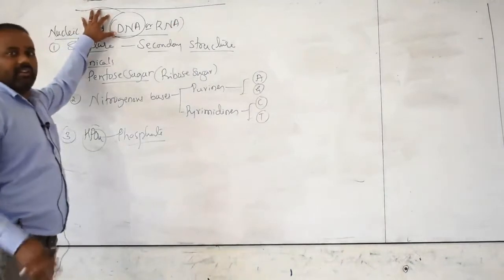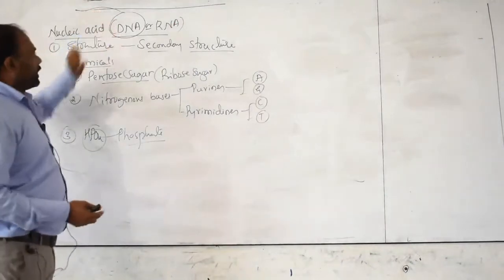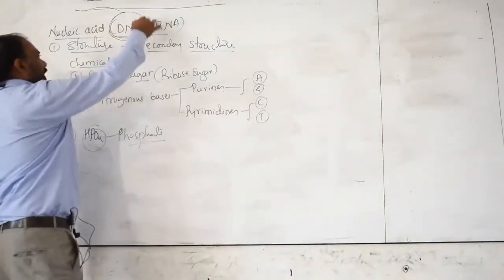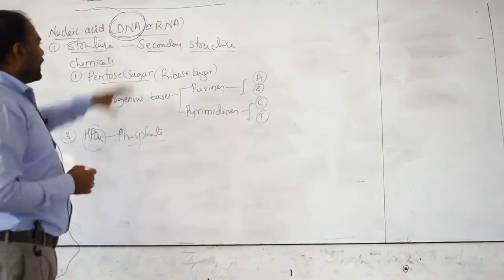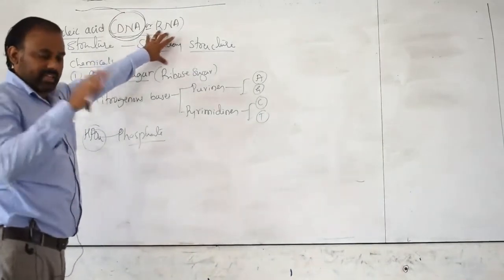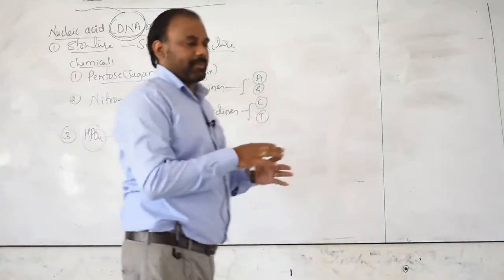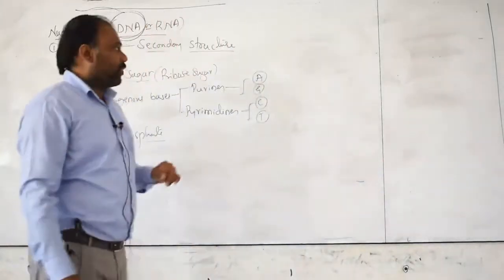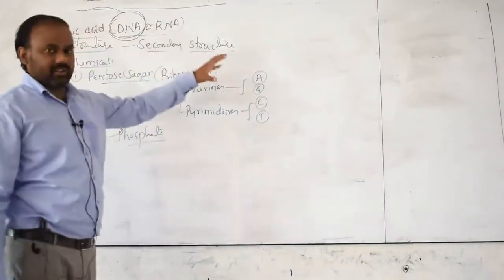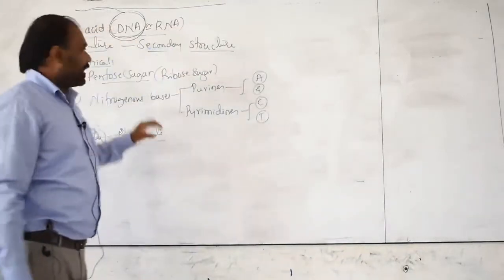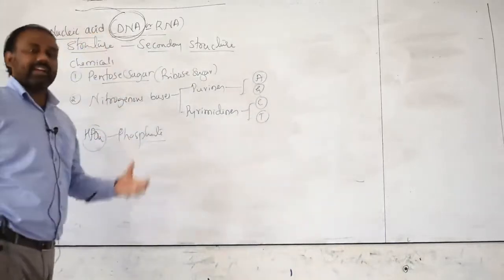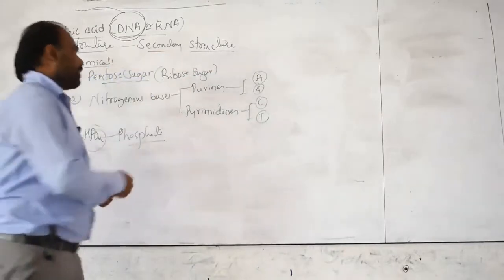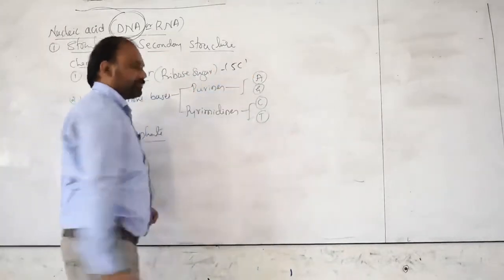Continuing the same topic, we are moving in detail to the nucleic acids, that is DNA and RNA, and more specifically I am talking about DNA. The structure of DNA is a better example, as we discussed in earlier classes, like the primary structure of protein, secondary, tertiary, and quaternary. Likewise, DNA has a secondary structure, and DNA contains some ingredients, the chemical composition, that is pentose sugar, also called ribose sugar, which contains 5 carbon atoms.